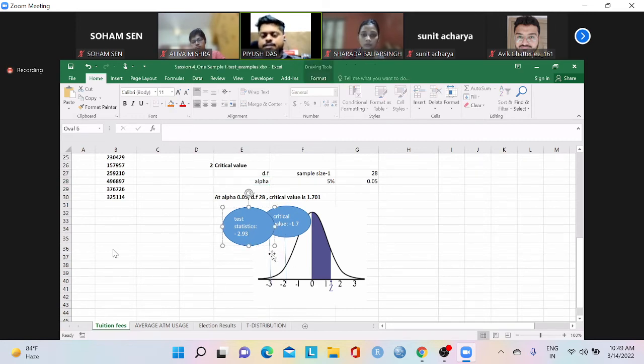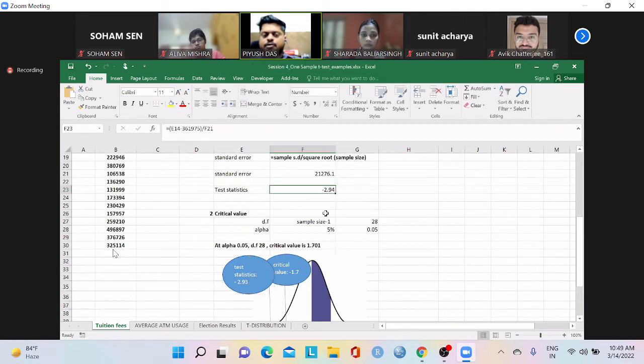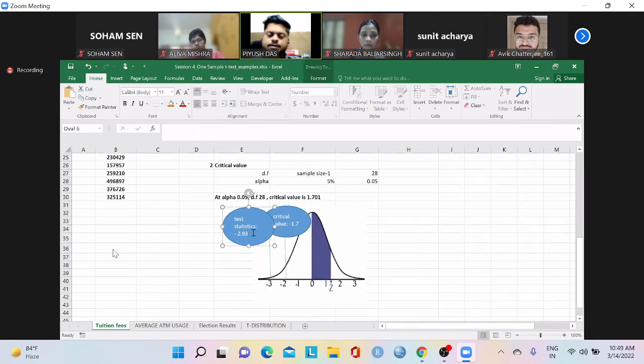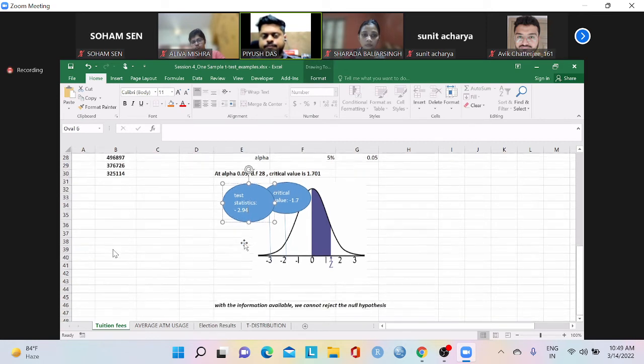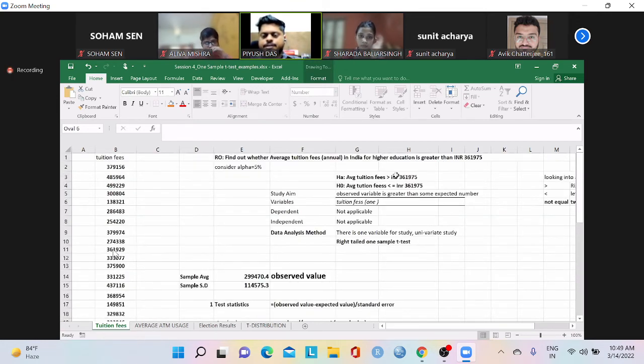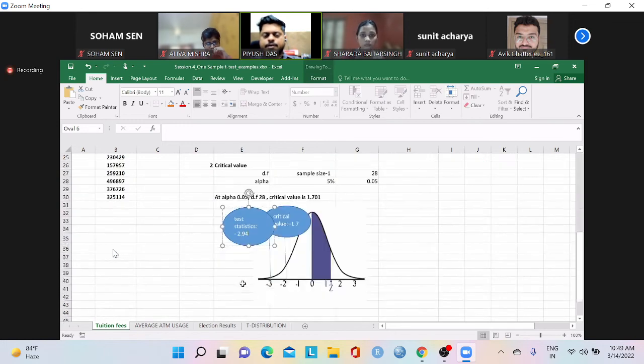Then my test statistics, the calculation remains same. I've got minus 2.94, right? Then what would have happened? With this, if I was doing a left tail test, my objective was to find out average tuition fees is less than 361975, and I had got this number. Then what would have happened?